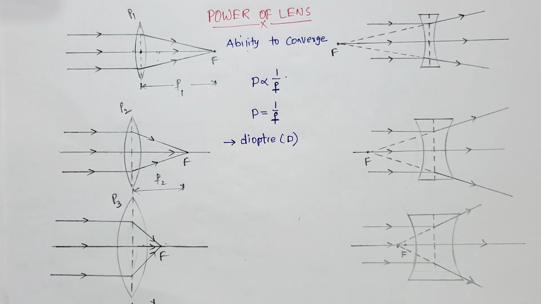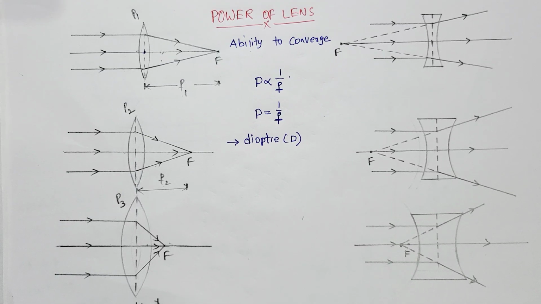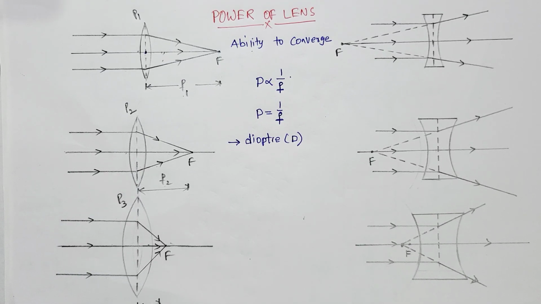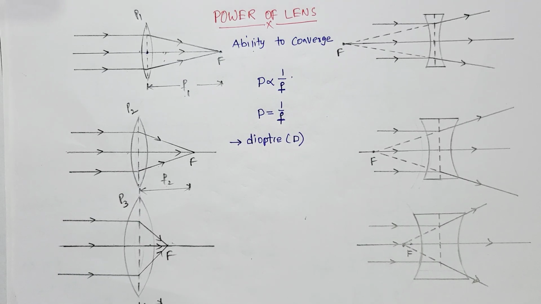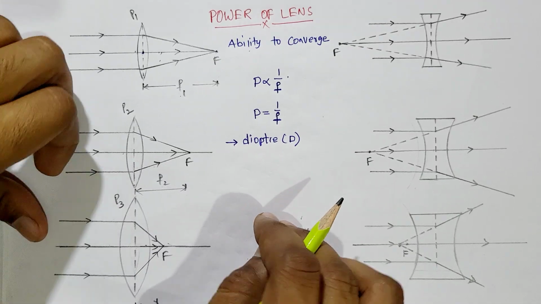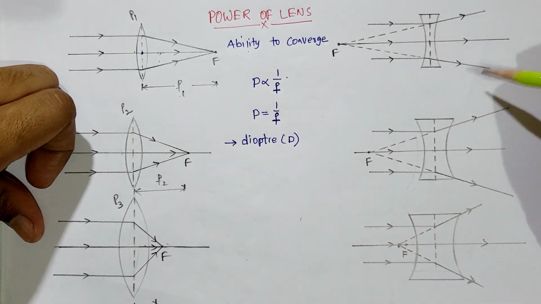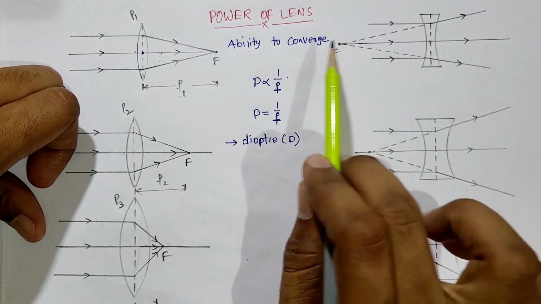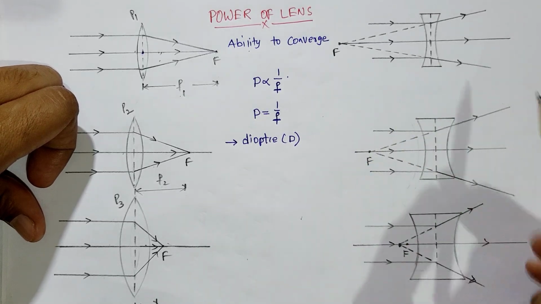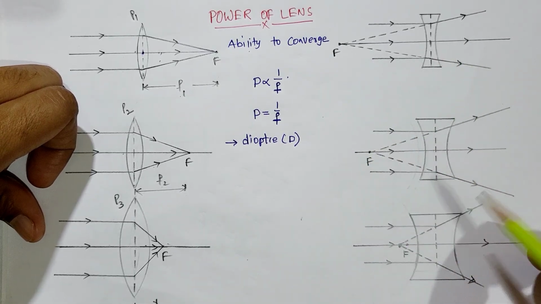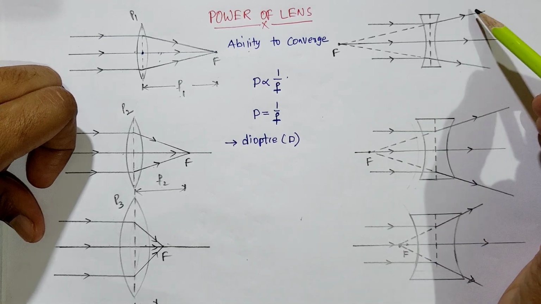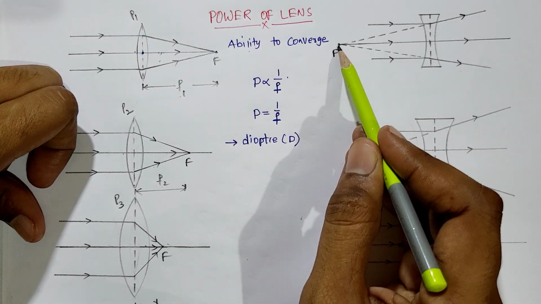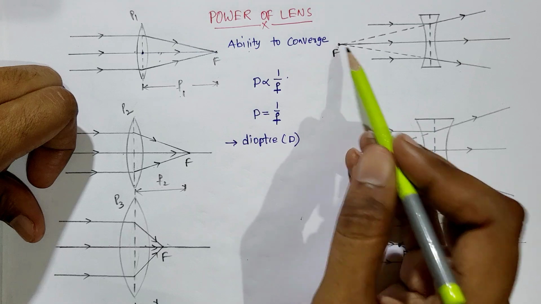The same thing can be explained for concave lens also. See, the ability of the lens to converge, correct? See how much converging nature this lens has. For all the three lenses, we have given a parallel beam of light rays only. When we give a parallel beam of light rays, these light rays are starting from a point which is far away, right?